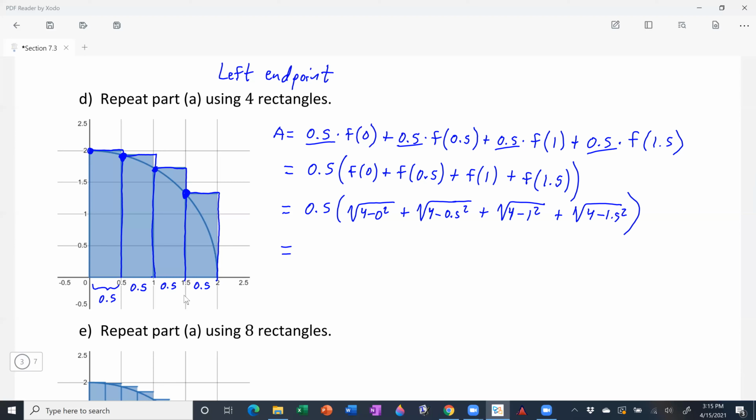Okay, and I'm just going to go ahead and use the calculator now to type all this in. So 0.5 times, okay, here we go. Square root of, okay, that's just 4, square root of 4, plus the square root of 4 minus 0.5 squared, plus the square root of 3, plus the square root of 4 minus 1.5 squared. Okay, and so I got 3.49.